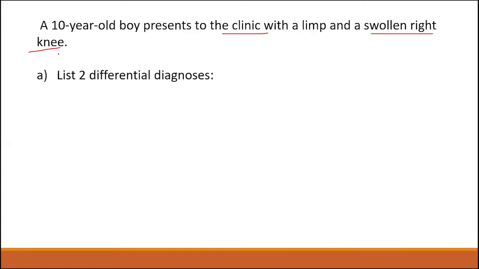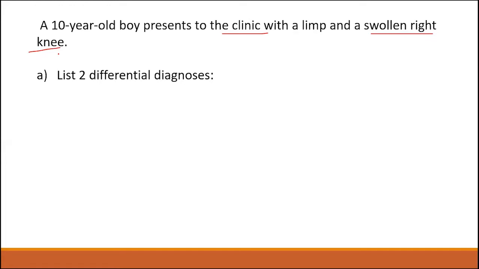List two differential diagnoses. One of the differentials will be septic arthritis. Of course, you have inflammation of the knee joint, which means arthritis, and this could be an infection, septic. When we say septic, it's a generalized or systemic inflammation, and that can lead to arthritis. Children develop sepsis a lot; small time they're having infection, small time they're having temperature. So septic arthritis of the right knee joint. That is one of the differentials.